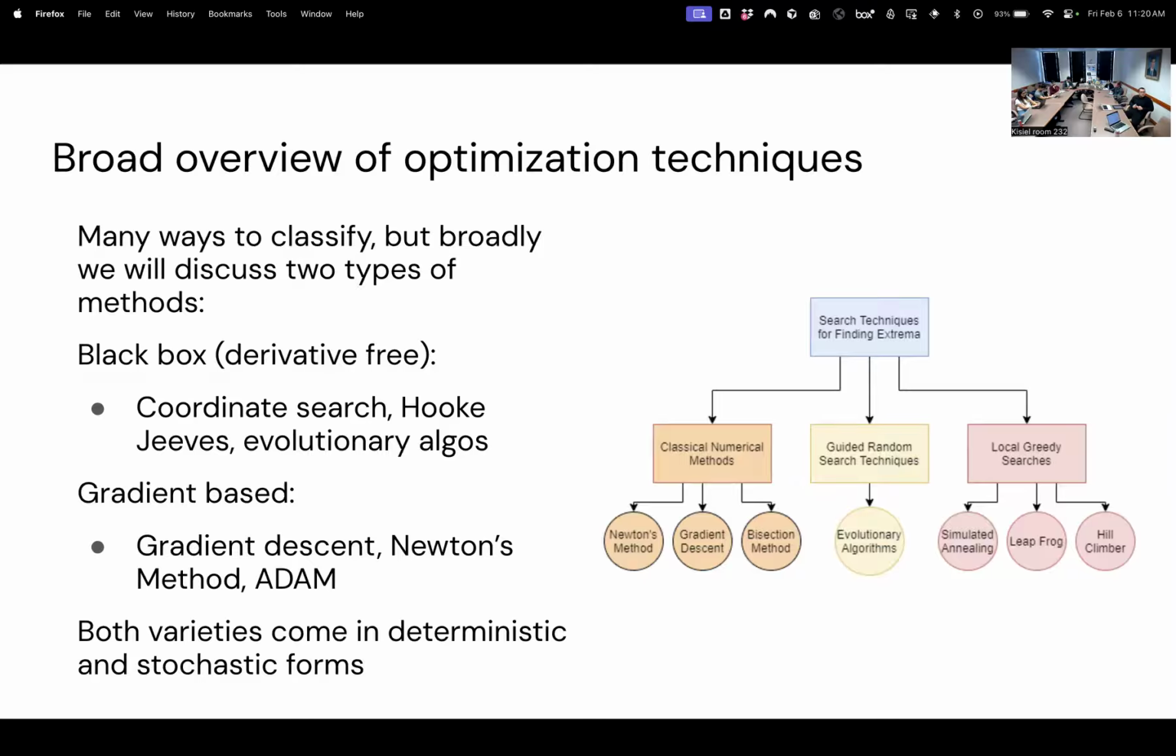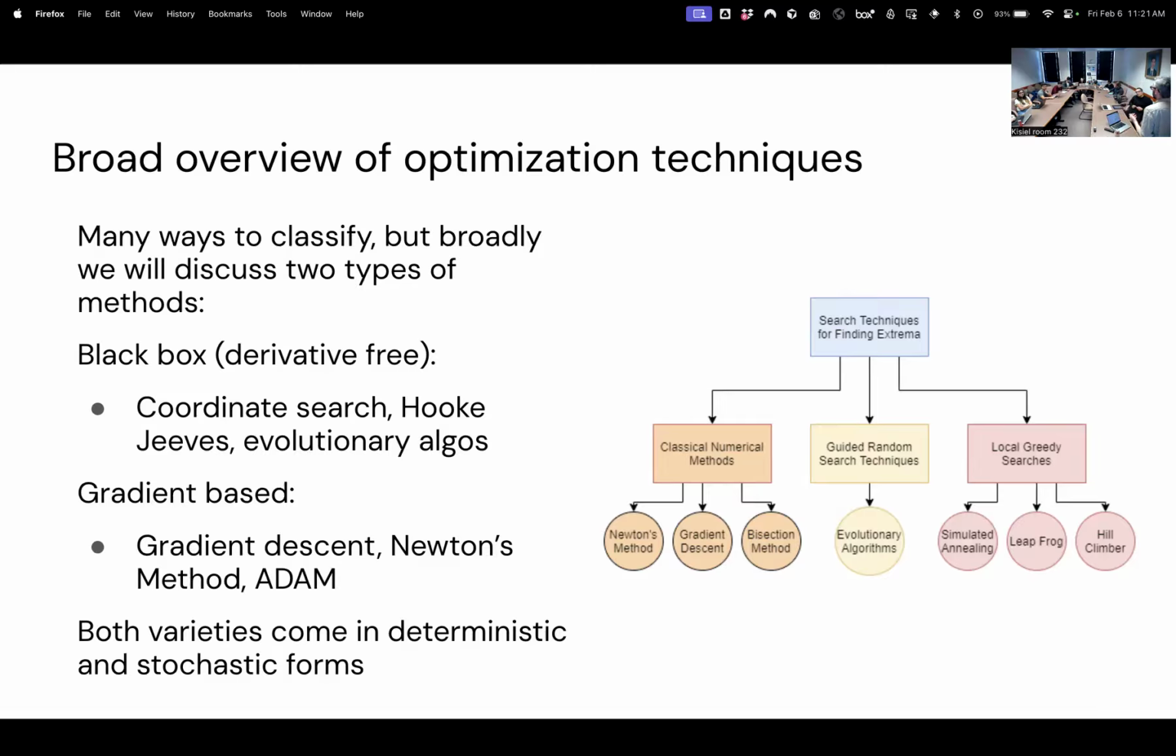Okay, so broadly speaking, there are many ways to classify. There's no systematic framework that is a complete classification of optimization techniques. So I'm going to mainly talk about two types, but if you search optimization classification, you'll get all kinds of different classification schemes. But I think this one is generally decent.